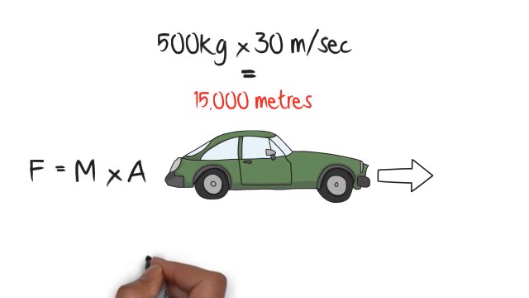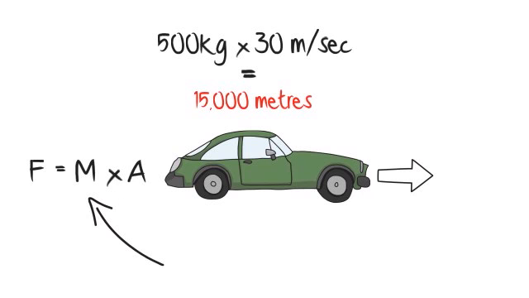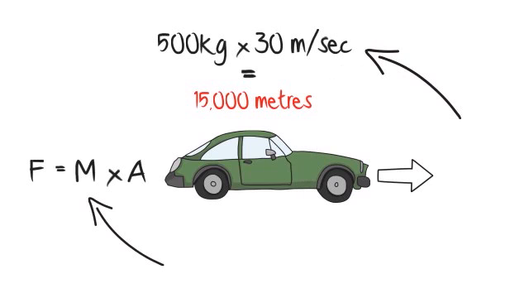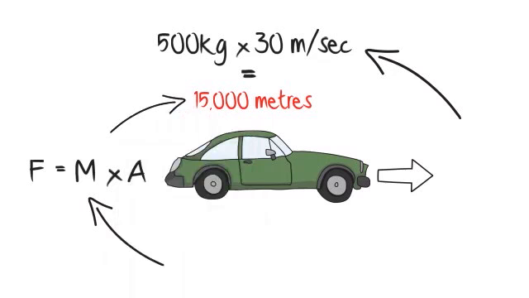Shall we go through that again? So we start off with the equation. F equals m times a, and then we add in the numbers. 500 kilograms times by 30 meters per second, and then we have 15,000 meters.